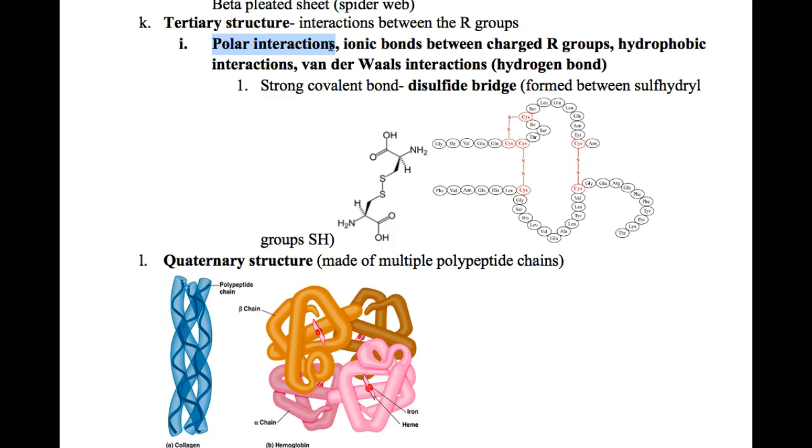That's when you have two polar molecules. We don't have a full charge. It's when you have a partial positive charge on one R group and a partial negative charge on another R group of another amino acid.